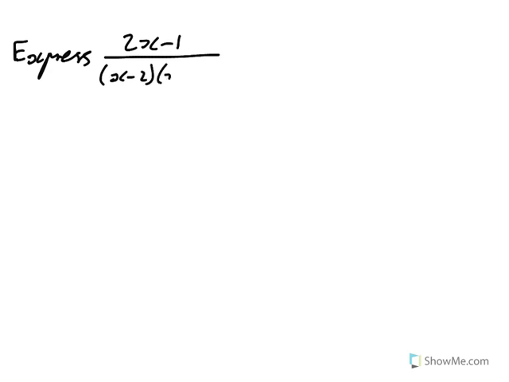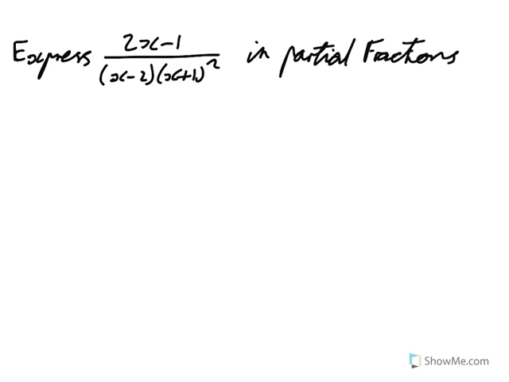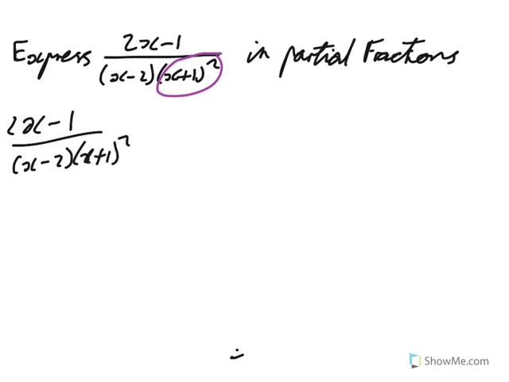Okay, so the next type is if you have a repeated factor. So by a repeated factor we mean, alright, so they've got your repeated factor. Here is our repeated factor. We'll notice that it's squared. So in this case, what we do is this. So we've got 2x minus 1 over x take 2, x plus 1 squared.